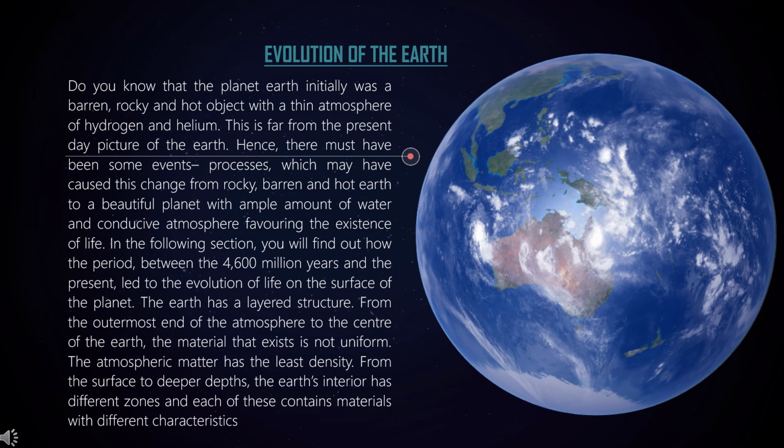The Earth has a layered structure. From the outermost end of the atmosphere to the center of the Earth, the material that exists is not uniform. The atmospheric matter has the least density. From the surface to deeper depths, the Earth's interior has different zones and each of these contains materials with different characteristics.